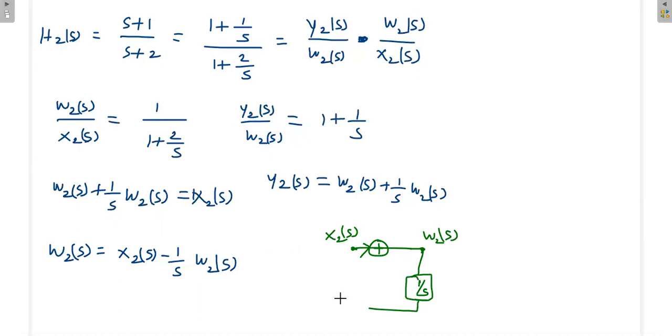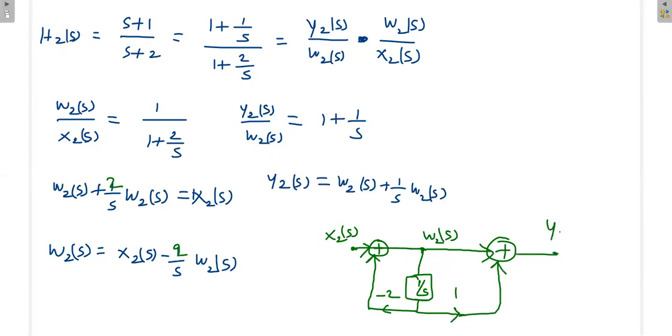I think somewhere we are making a mistake. W2, yes, this is 2 by s. If it is 2 by s, this is minus 2 by s. So with a gain of minus 2, then connect here. Then what is there at the output side? Y2 of s is W2(s) as well as 1 by s multiplied with W2(s). Anyway, W2(s) we can get directly here, and also W2(s) multiplied with 1 by s. Here the gain is 1 only, so I will put 1. Then we can get Y2 of s.